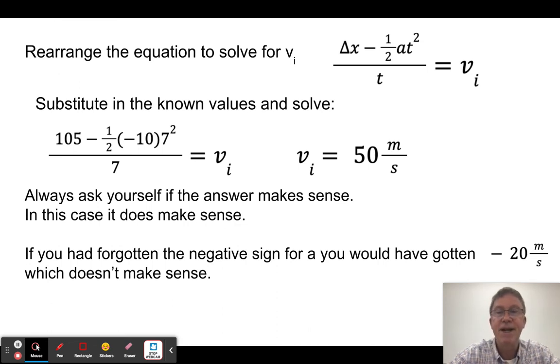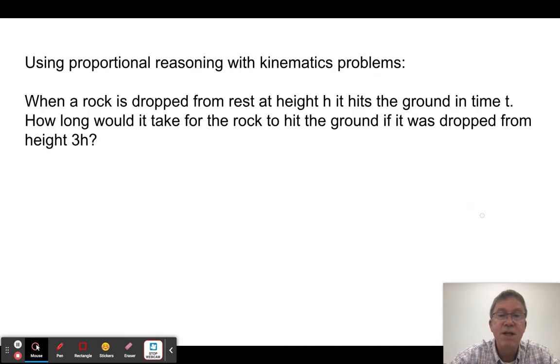But what if I had forgotten to use, say, negative 10 for gravity? Well, if I'd forgotten that, I would have gotten negative 20 meters per second. So it would have been in the downward direction. That really doesn't make sense. All right. So always look at it afterwards and check if it makes sense, and be very careful with those negative signs. Okay, last thing is using proportional reasoning with kinematics problems.